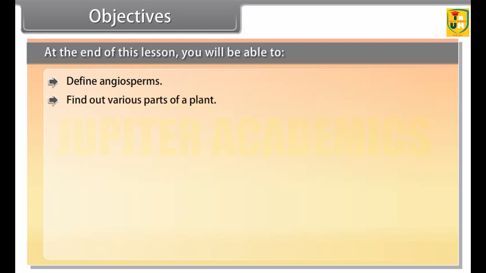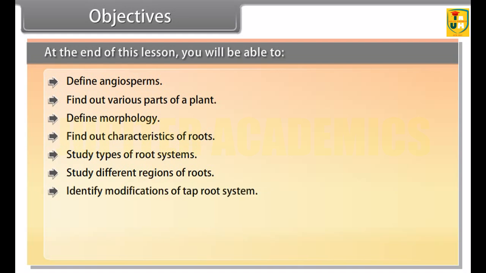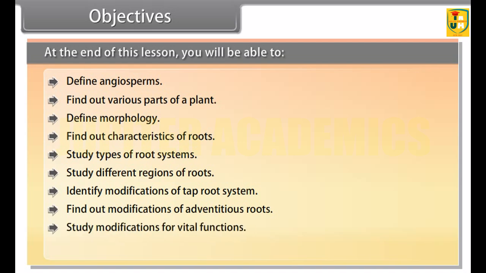Objectives. At the end of this lesson, you'll be able to define angiosperms, find out various parts of a plant, define morphology, find out characteristics of roots, study types of root systems, study different regions of roots, identify modifications of taproot system, find out modifications of adventitious roots, study modifications for vital functions, and understand functions of roots.